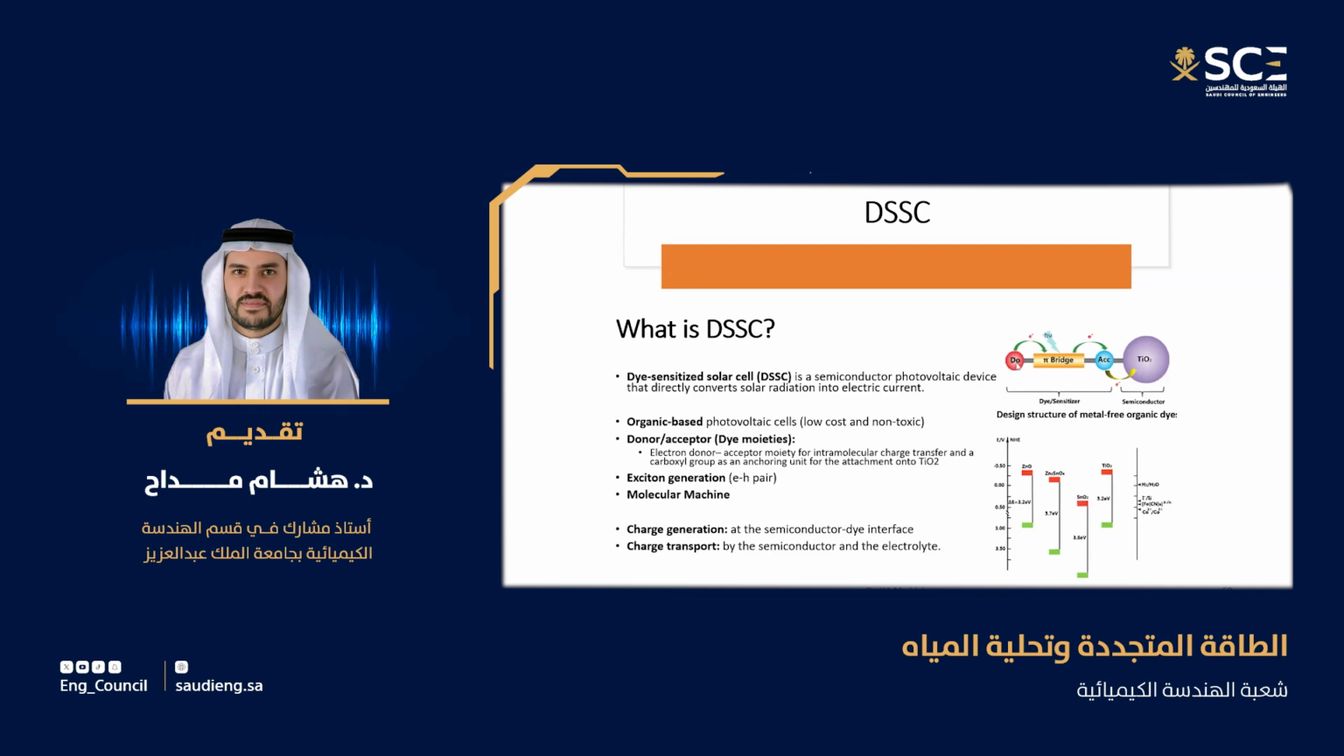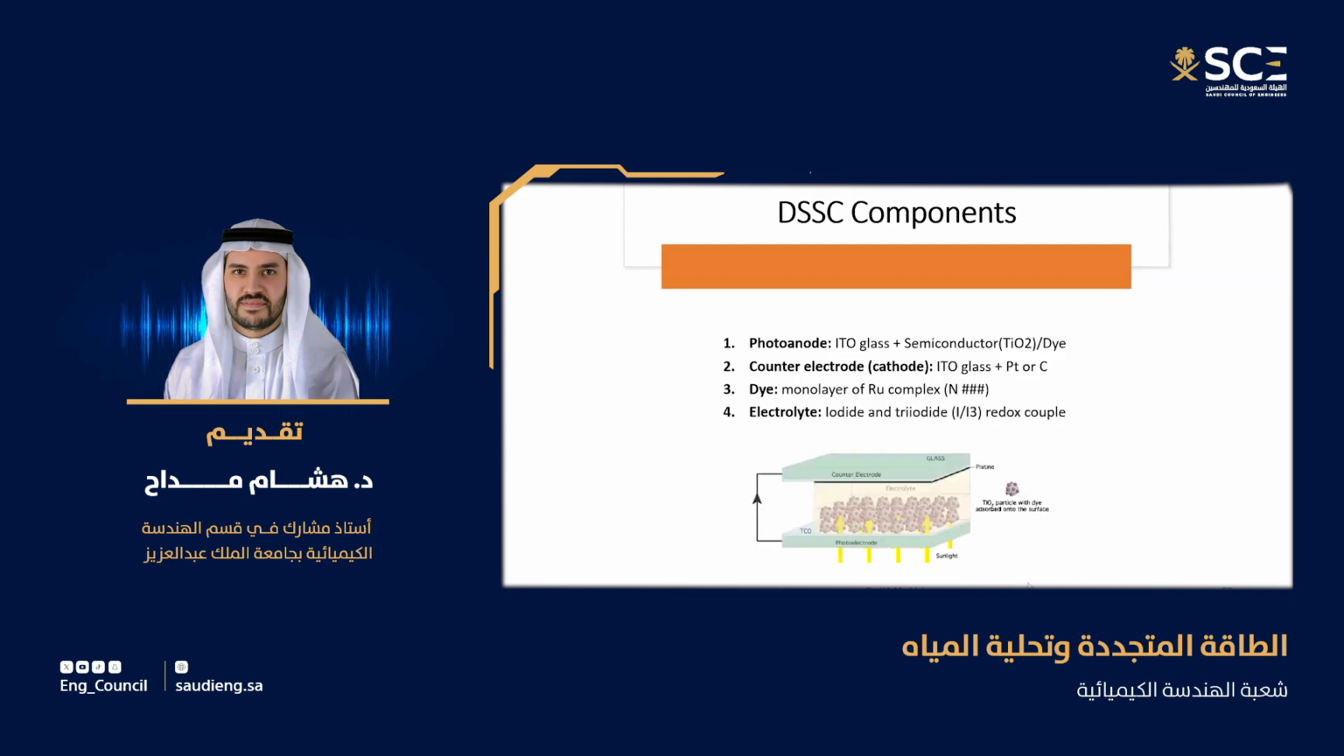So how does the system work? Here you have the dye itself working as a donor and acceptor material. We call it donor-acceptor. Donor means that it gives electrons, and acceptor means that it's going to take the electron from the electrolyte material and get it back to the semiconductor, and then allow the whole cycle to go around again for current generation. So you have to have charge transport to allow the current generation.